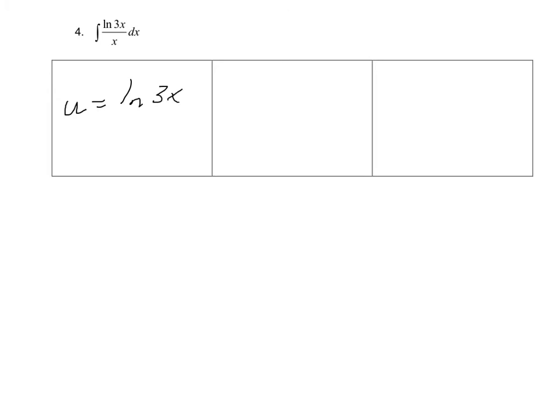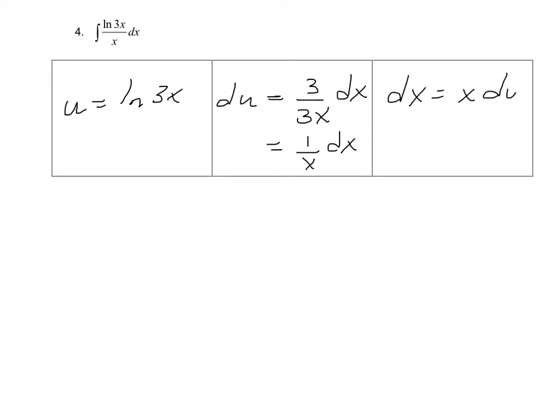So when you take the derivative, you get du is equal to 1 over 3x times the derivative, which is 3, so you get 3 over 3x dx, which I can simplify to 1 over x dx. Step 3, isolate for dx, so dx here is equal to x du. Step 4, sub everything in.